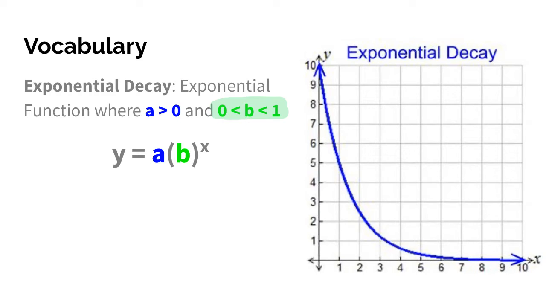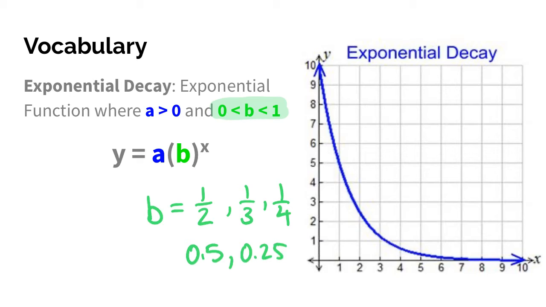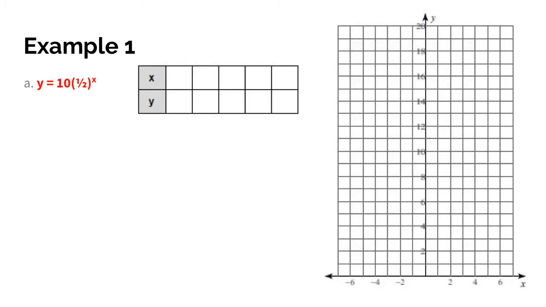So the way I like to think about this is that when we have a b value between 0 and 1, we're looking for b values that might be, for example, 1/2 or 1/3 or 1/4. So we're going to be dealing with fractions that are less than 1. We could also look at decimals, so I could see 0.5 or 0.25. But the key thing here is that we're going to be looking at multipliers that are less than 1, but also greater than 0.